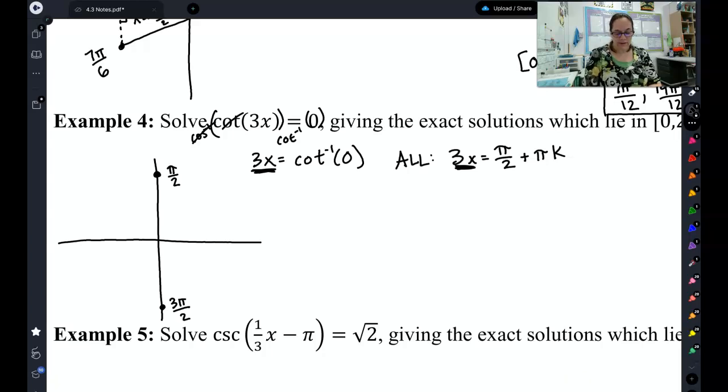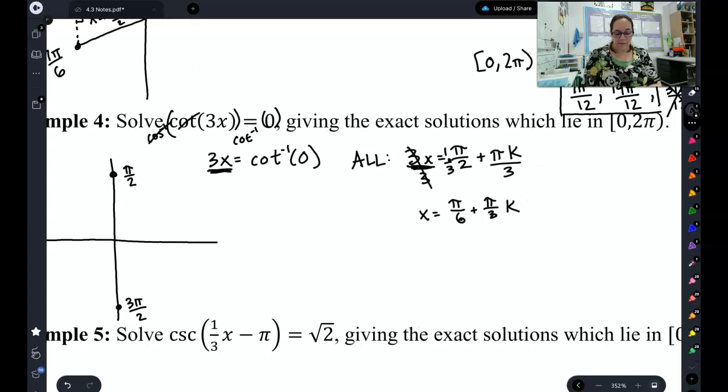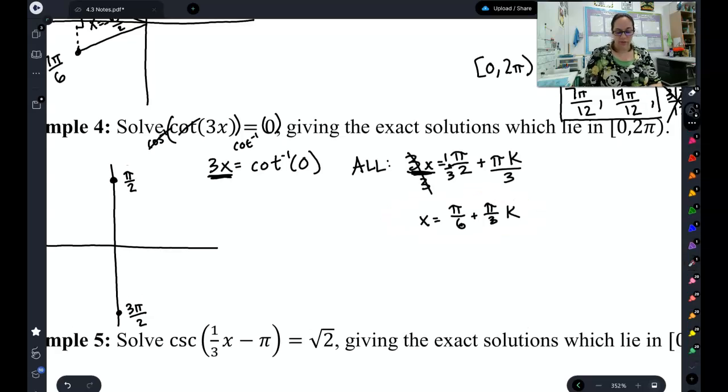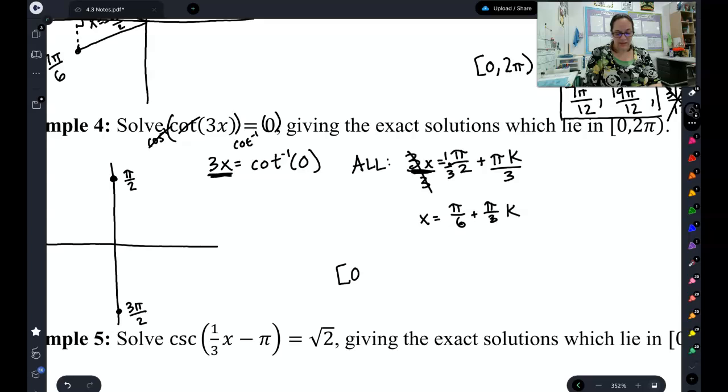Now let's solve for x. Divide by 3, or times by 1/3. Same thing. So x equals pi sixths plus pi thirds k. So once again, if the question said find all answers, this would be my answer. That's all. However, if you read the instructions, once again, it says between 0 and 2 pi.